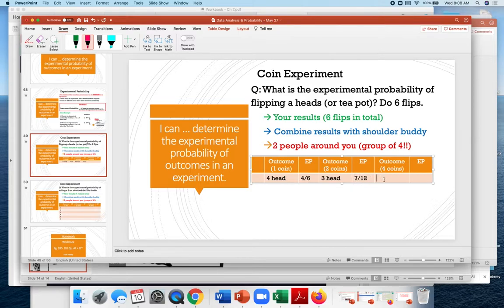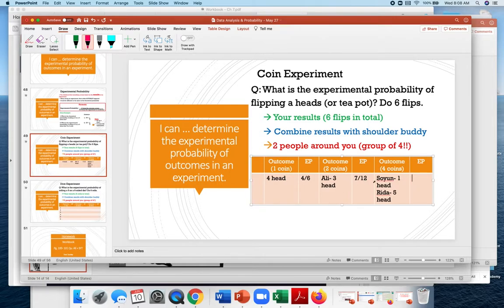Okay, now say that we combined with Soyoon, and Soyoon got 1 head. And then maybe we combined with Rita, and Rita got 5 heads. Okay, so now what would our new experimental probability be?